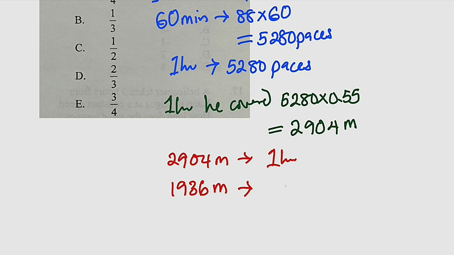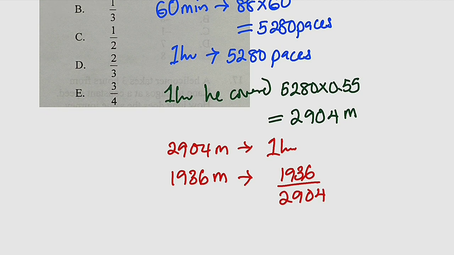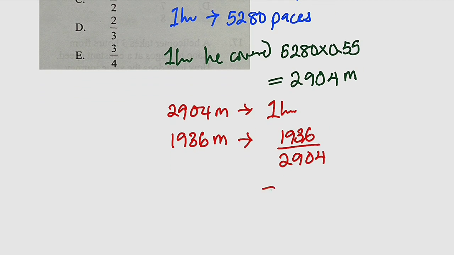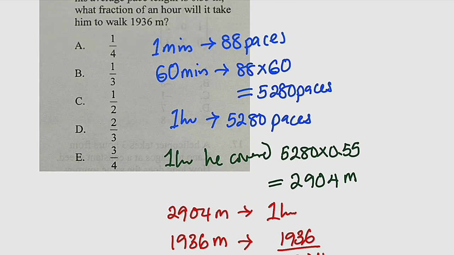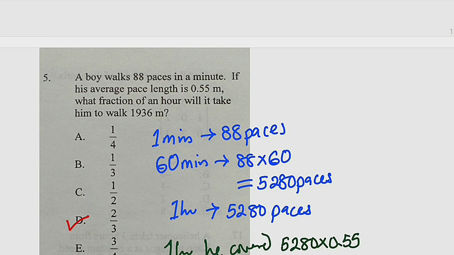Therefore, it will be 1,936 divided by 2,904. If you use your calculator, you're going to obtain 0.6666 recurring, which in fraction is equal to 2/3. So this is the fraction of an hour, 2/3. Let's find out. We have it as option D. This is question number 5.